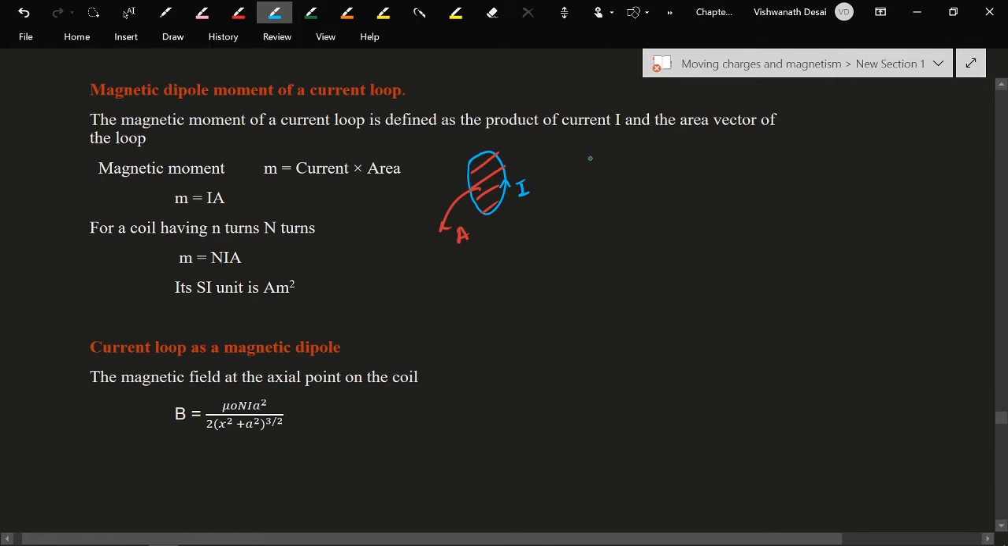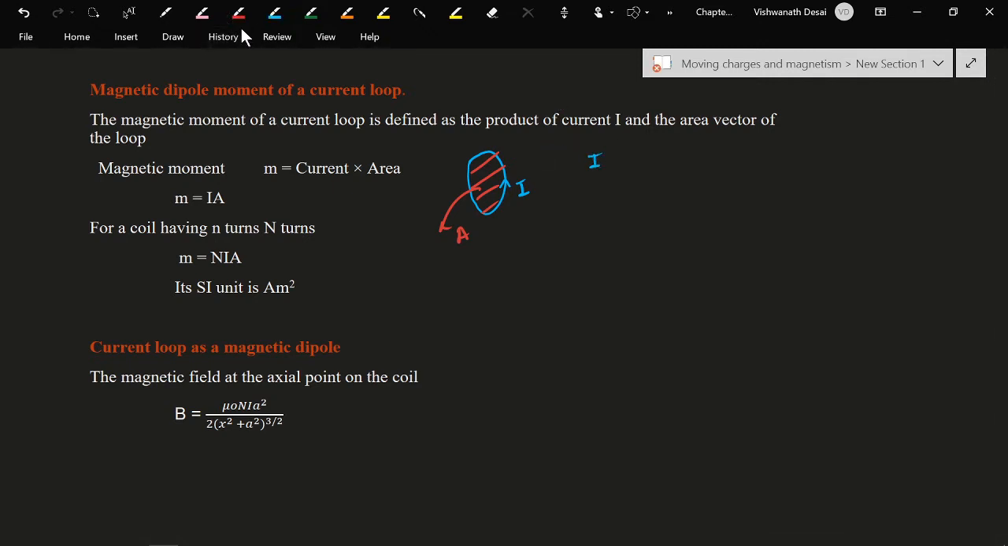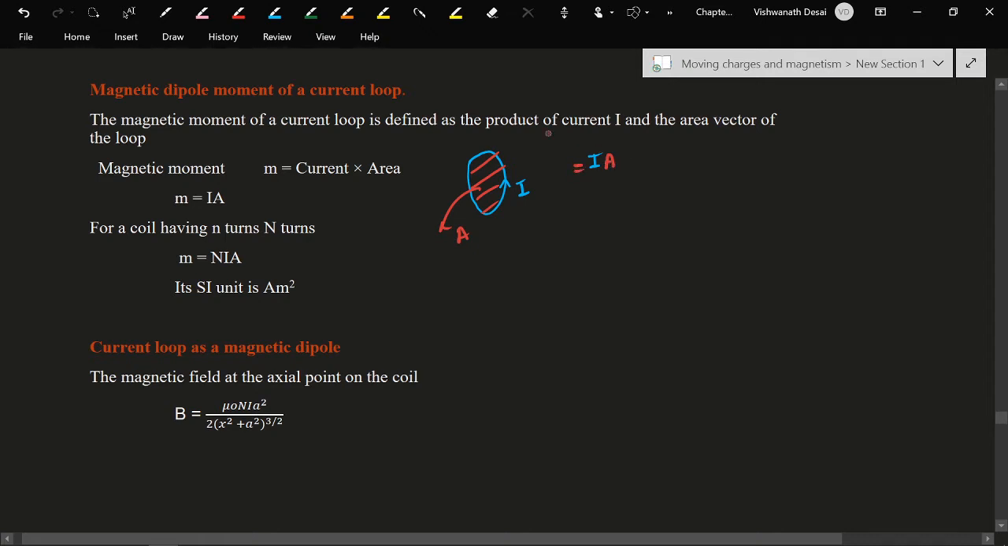If you take the product of current and area, that is equal to the magnetic dipole moment. So the magnetic dipole moment is just the product of current and the area vector enclosed by the loop. And where is the dipole here? The name itself says di, which means two poles. Is there any such north pole and south pole here? No, we are not observing any such poles.